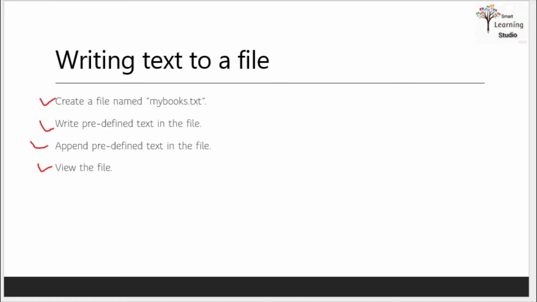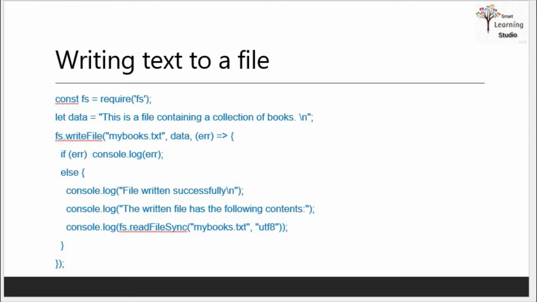So friends, let us start with actual coding. First we are going to study the code, what exactly we are going to write, and then we will try to execute the actual code also. For writing text to a file, we are going to define a library like const fs = require fs. fs is a library which will manipulate the files. It is a library for the file system. We will write another line like let data equal to any text. You can write: this is a file containing a collection of books. So we write a text, define it, and then we use fs.writeFile.